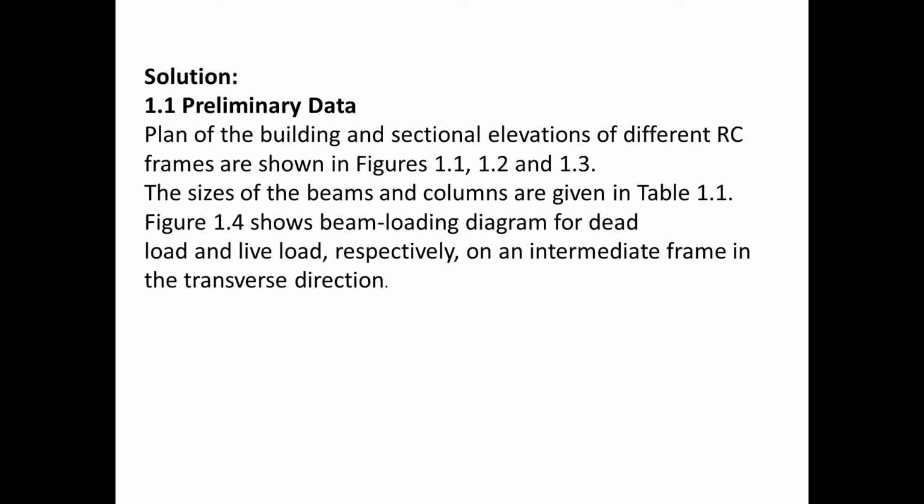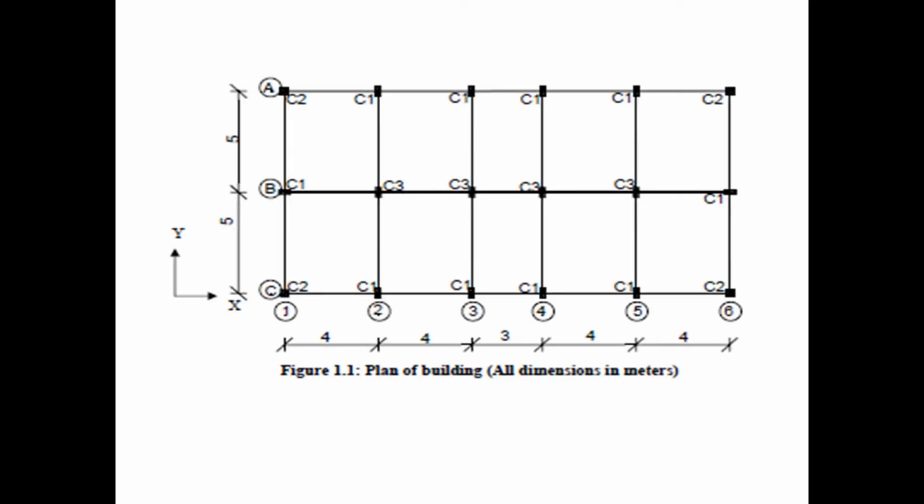The plan of the building and section of the building are shown in the drawings, and the sizes of the beams and columns are illustrated in table number 1. So we have the geometry of the building like this. Along the x direction, spans having different bay widths are there, and along the y direction two bays are there, each having a length of 5 meter.